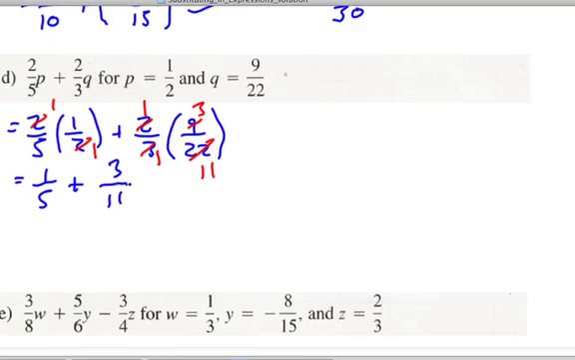Common denominator here is going to be 55. So we have to multiply top and bottom here by 11. So this is 11 over 55 plus multiply top and bottom here by 5. So this is going to be 15 over 55, which is equal to 26 over 55. And if you check through, the only factors for 55 are 11 and 5, and neither are a factor of 26, so that is in lowest terms.